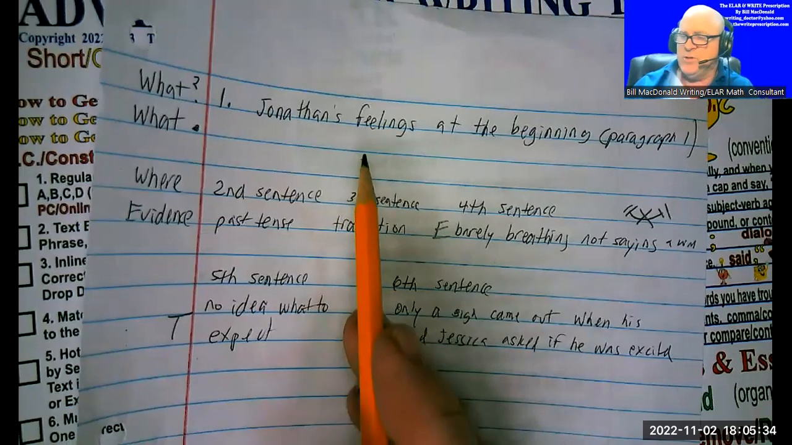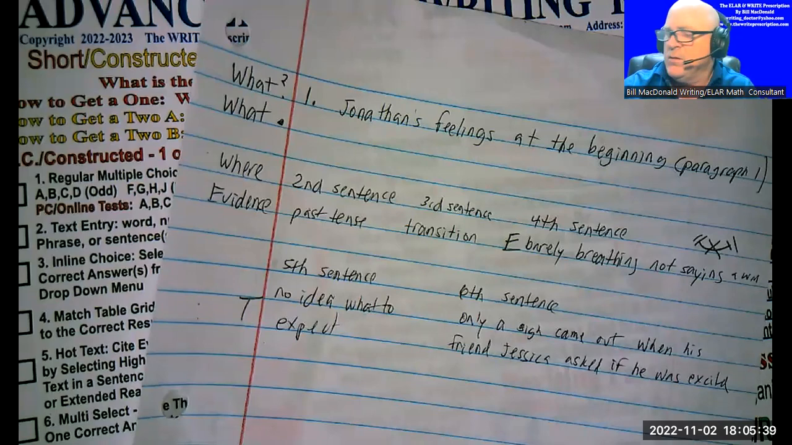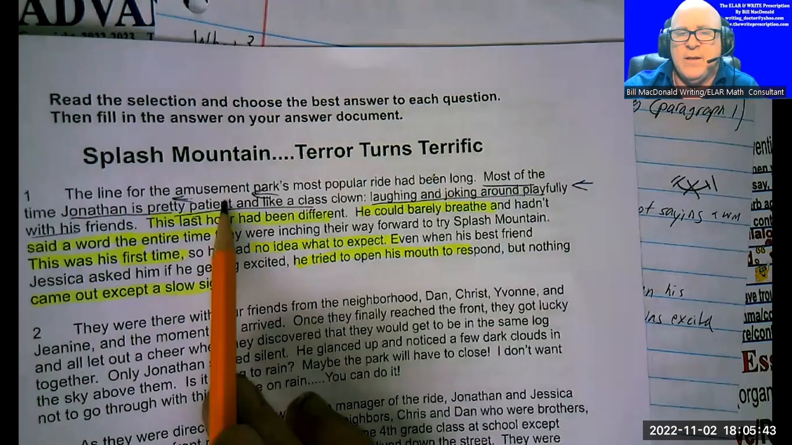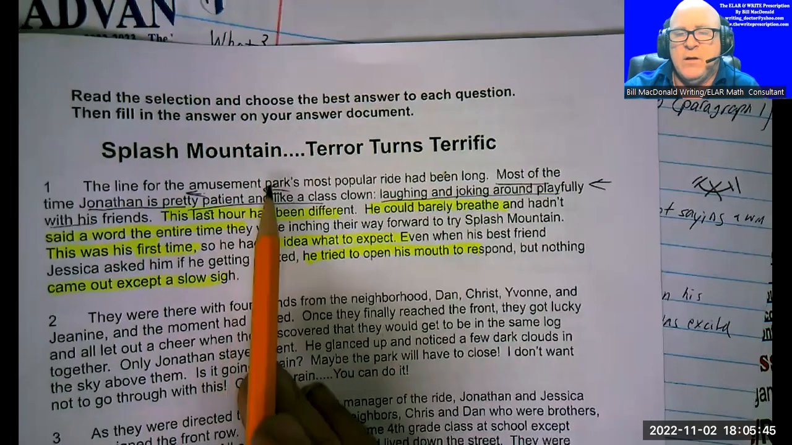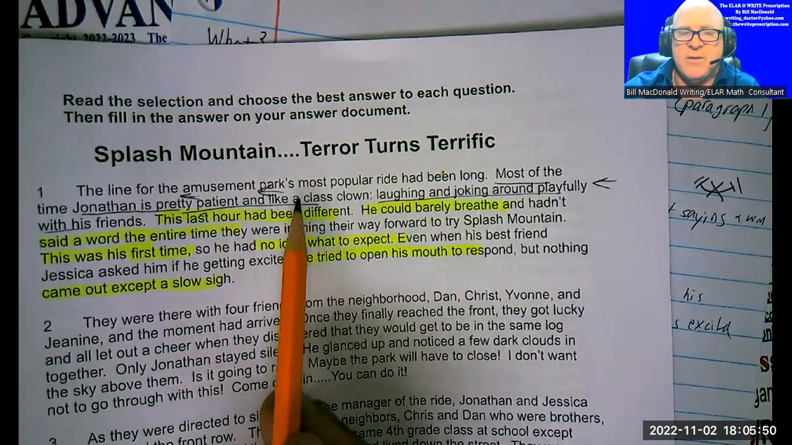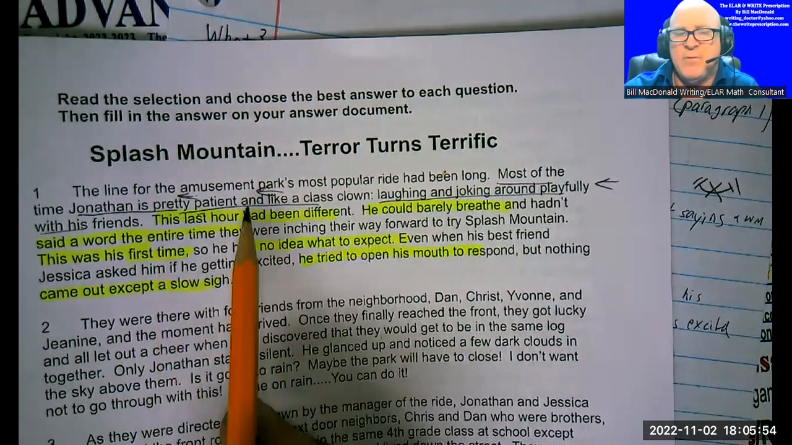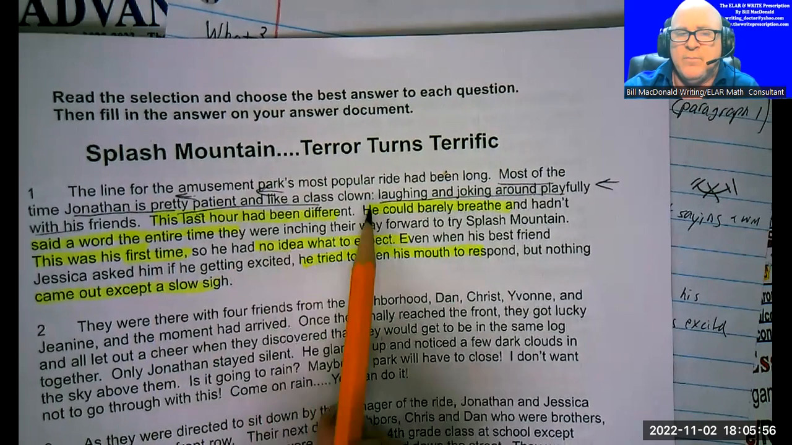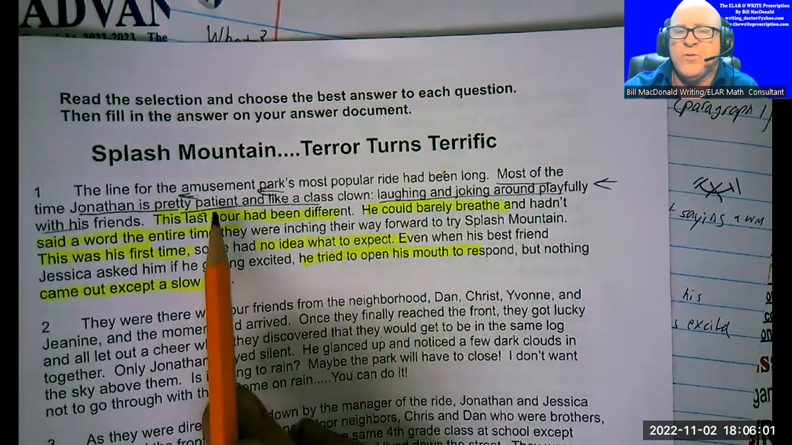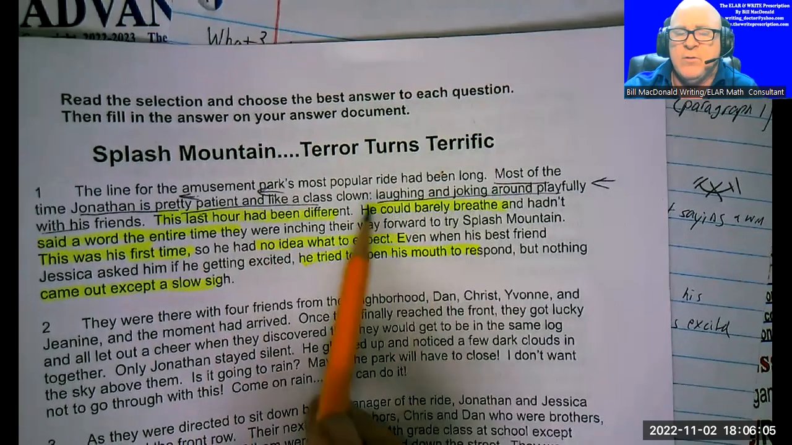So when I show that to you, then in the computer, they would fast forward. If you look at sentence 1, the line is long. Nothing about Jonathan's feelings. Most of the time, Jonathan is pretty patient and like a class clown, laughing and joking around playfully with his friends. Well, patient, class clown, laughing, joking, those are all past tense. All of that happened before this story began.